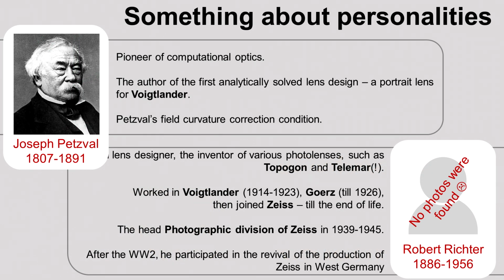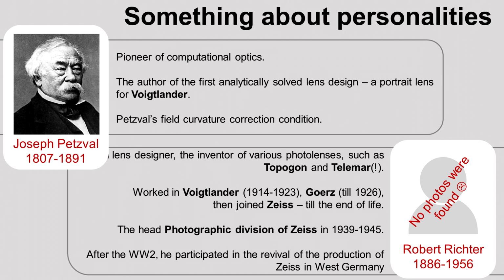Joseph Petzval is an Austrian optician, known as a guy who used several artillerymen to compute his lens. The main contribution of Petzval to the development of optics is the first successful realization of the analytical approach in lens design. Also, Petzval formulated the condition of field curvature correction.